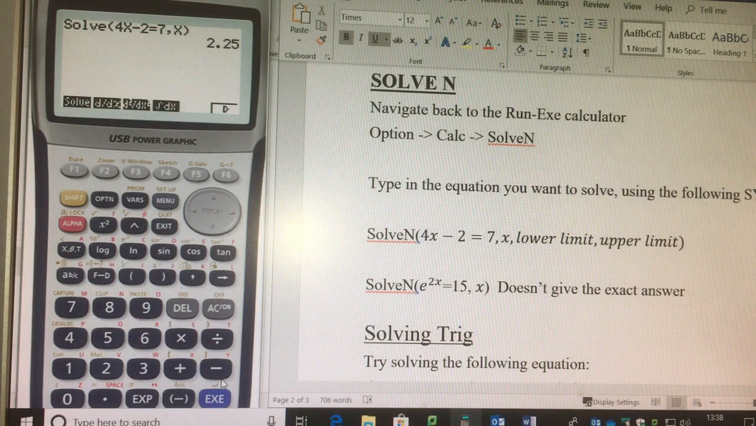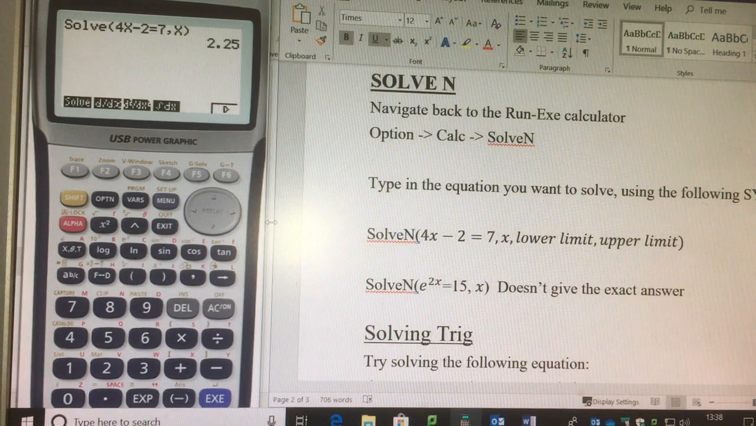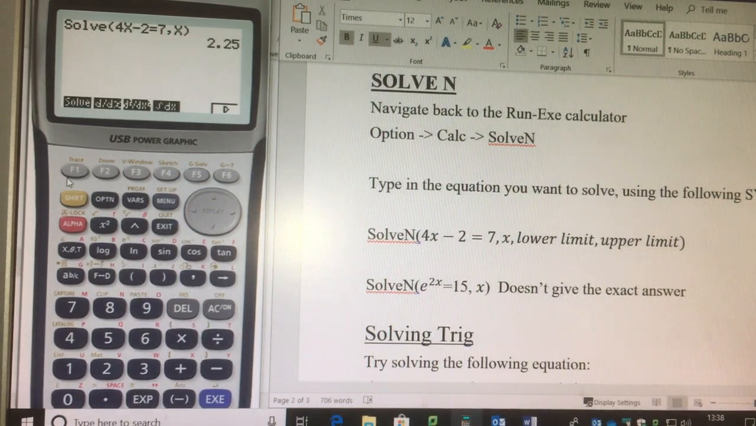Okay, so that was pretty basic. That was quite an easy thing to solve. It will solve anything you put in though. So the next one we're going to try is this exponential thing. If you guys could type in e to the 2x is 15 and x, we'll try that one. So solve e to the power 2x. Again, mine will look a bit different to yours because it's old.